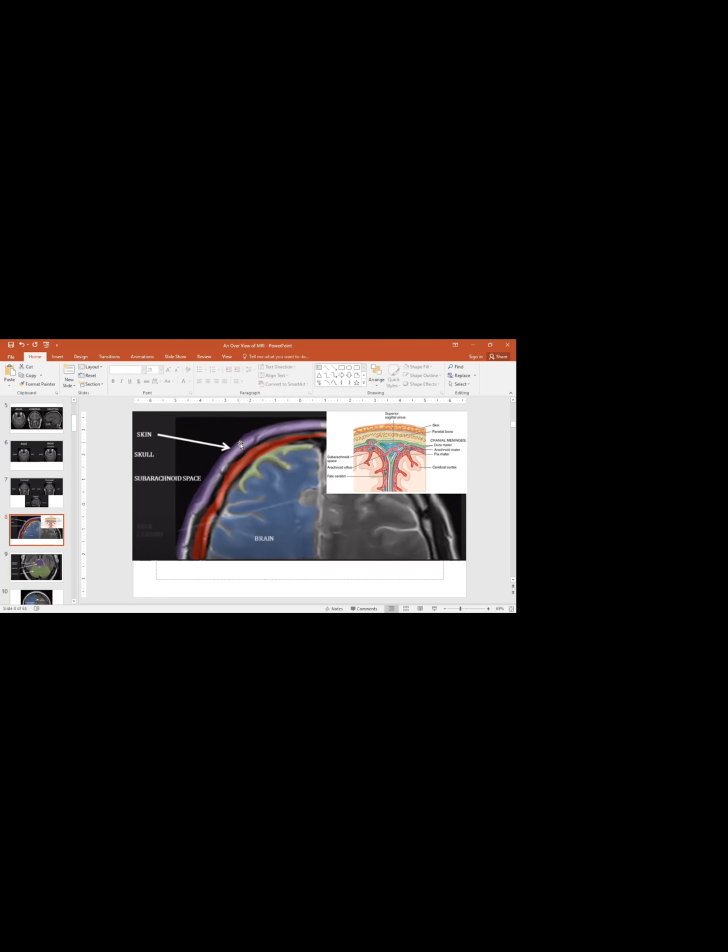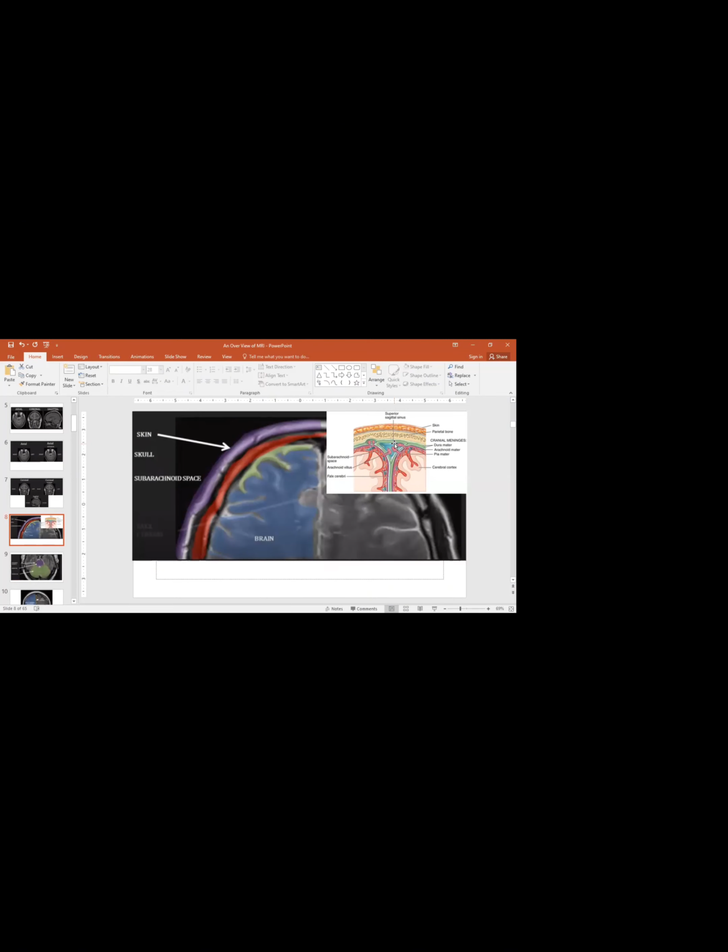This violet color is showing the skin and soft tissue. Then this red structure is actually the bone. I will show you in this short clip so that you can appreciate it. This is the skin, and this is the soft tissue, and then under the bone there are meninges, the sheets which are wrapping the brain. There are three of them.